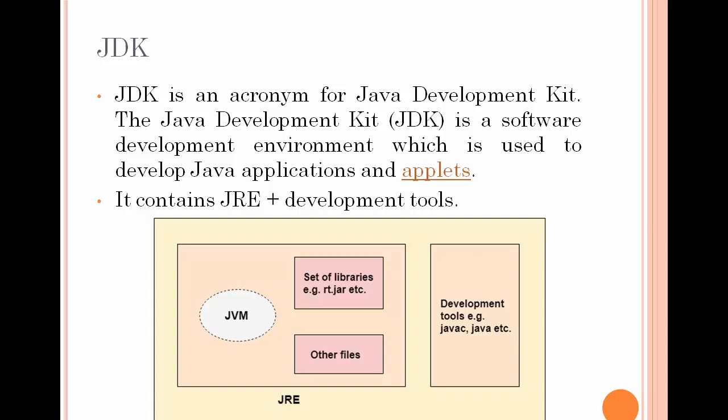So JDK is a software development tool which is used to develop Java applications and applets. It contains both JRE and development tools. JRE consists of JVM and some set of libraries, and development tools contain Java compilers and Java class loaders, etc.